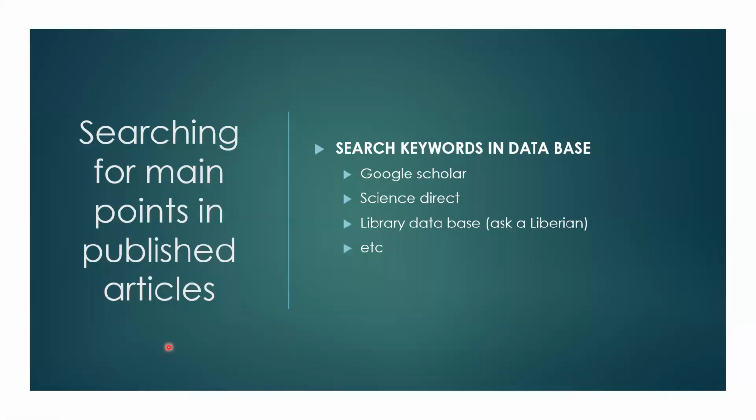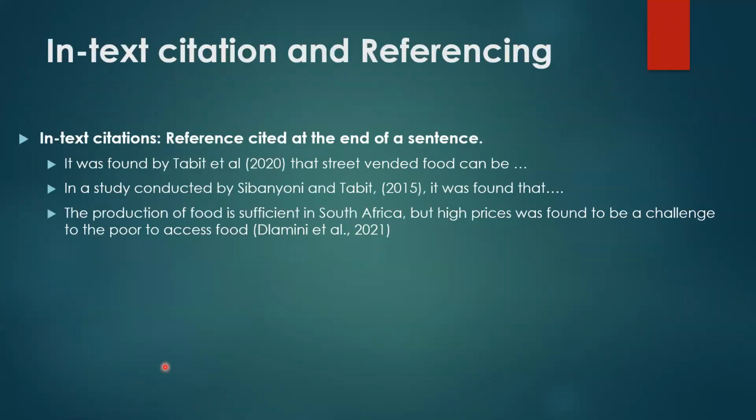Okay. So now we are looking at searching for main points. I've already stated that you need to do a broad-based literature review to search for points. But where do we search for these points? Google Scholar, Science Direct, library, and you can ask your librarian to assist you in that. Okay. Then after you've collected points from other people's work, from other articles, from other publications, you need to cite them when you paraphrase those points in your paragraph, okay?